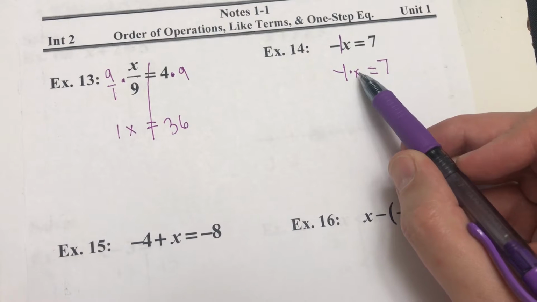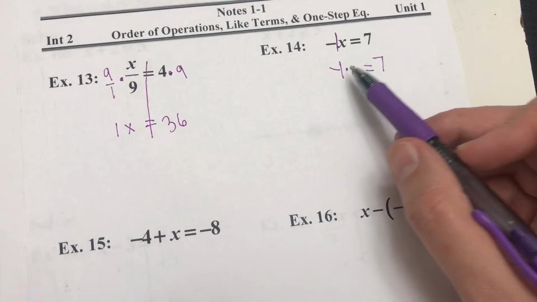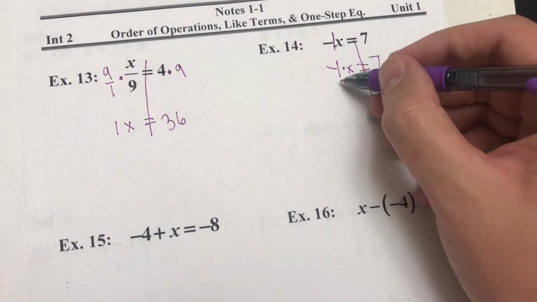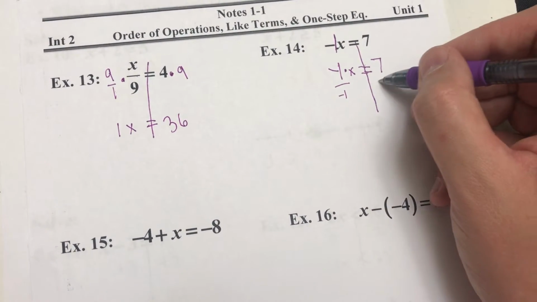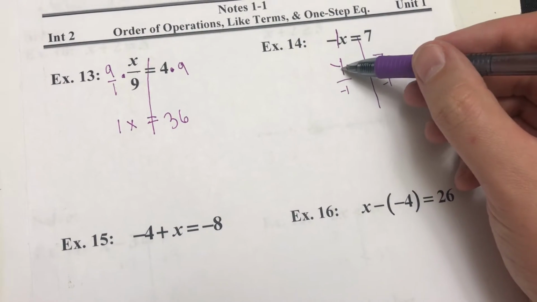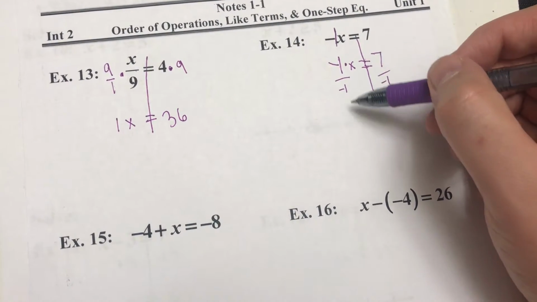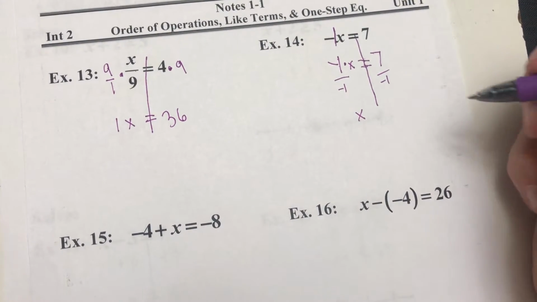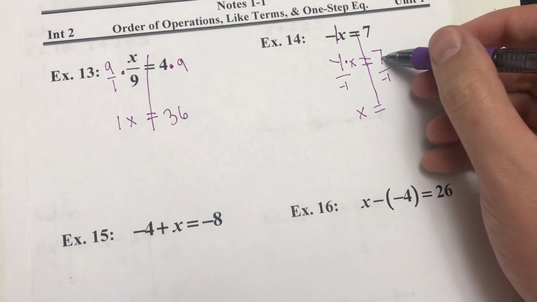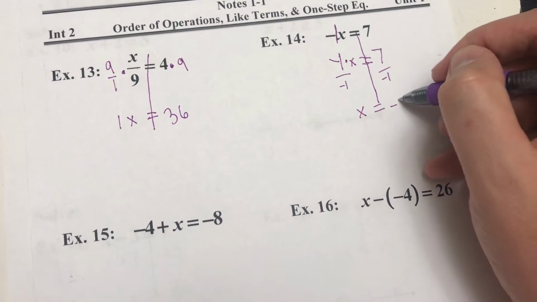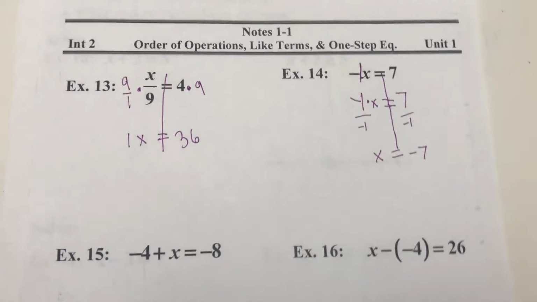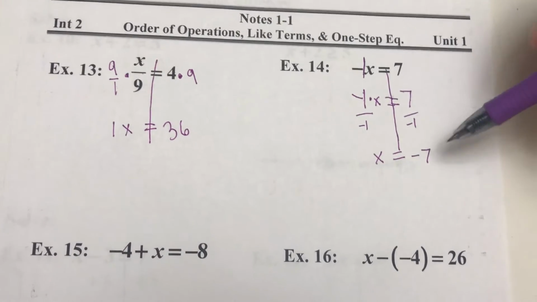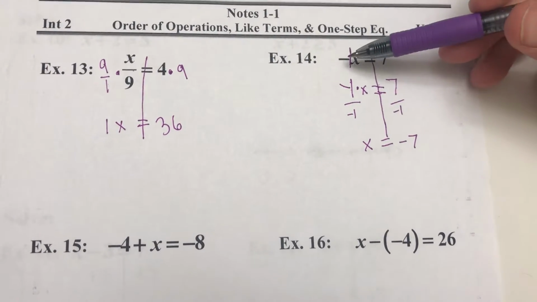Well, since -1 and x are being connected by multiplication, we'll want to do the opposite operation, which is division. Divide both sides by -1. -1 divided by -1 is just +1. That +1 we don't have to write as a coefficient in front of the x, and 7 divided by -1 is -7.